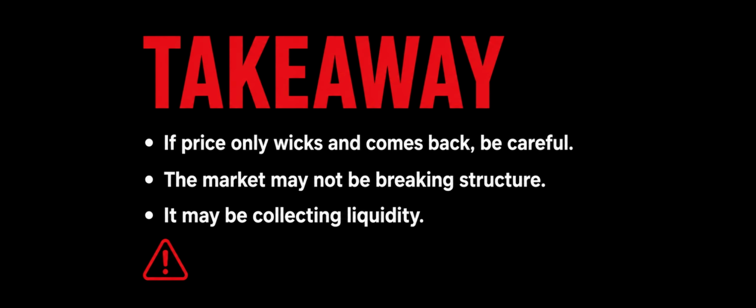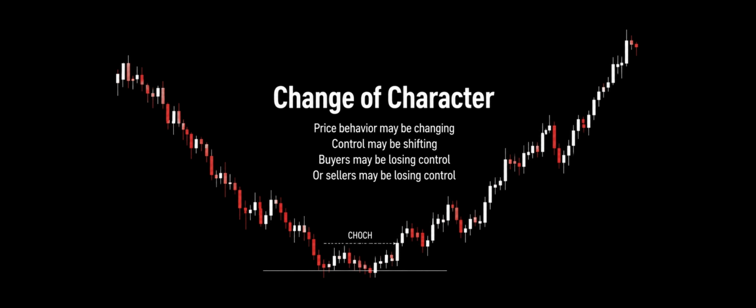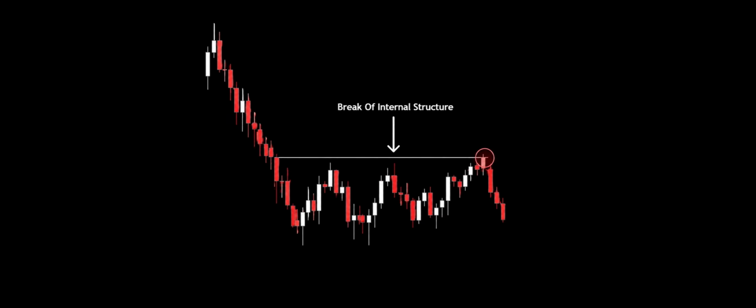Now let's move to change of character. A change of character means price behavior may be changing. It tells us that control may be shifting. Buyers may be losing control, or sellers may be losing control. But this is where many traders make a big mistake. They think every small break is a change of character. Price breaks a tiny low, and they say, the market is bearish now. Price breaks a tiny high, and they say, the market is bullish now.